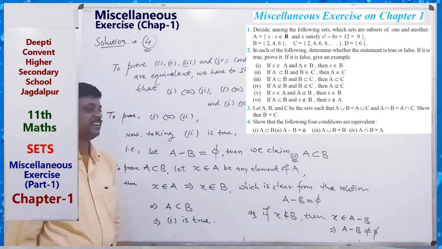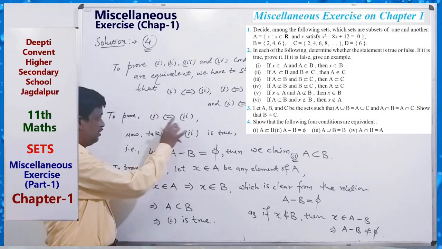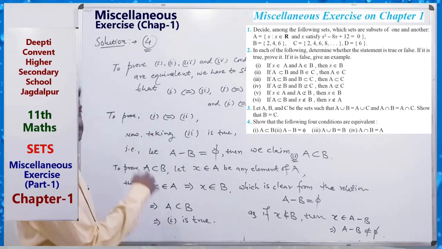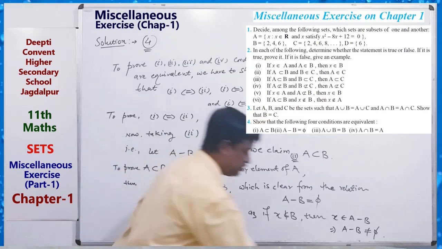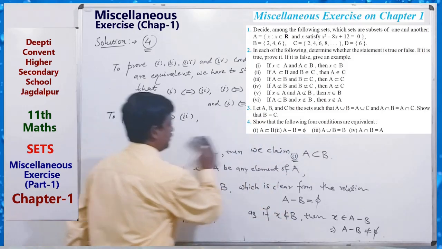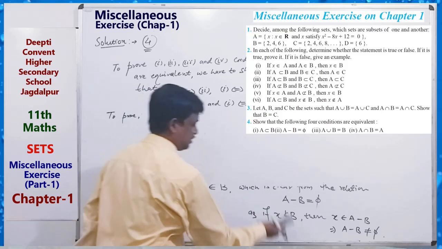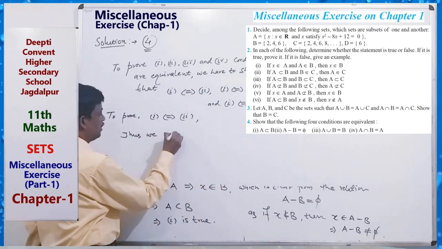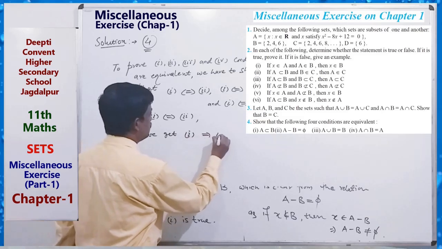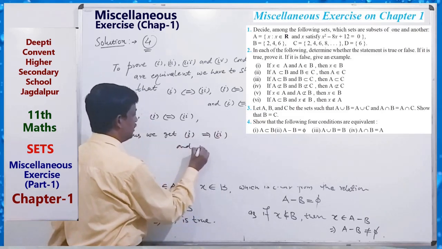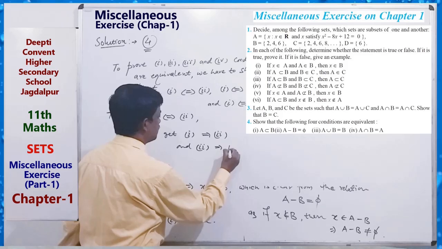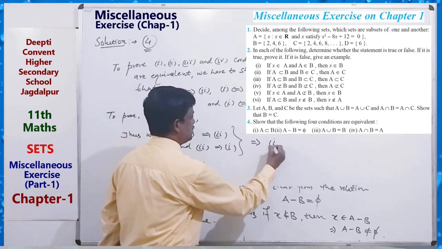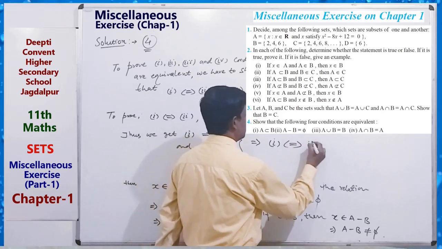Thus we get, if 2 is true, then first is true. Hence combining these two, we can say 1 is equivalent to 2. Thus we get 1 implies 2 and 2 implies 1. Both imply 1 is equivalent to 2.